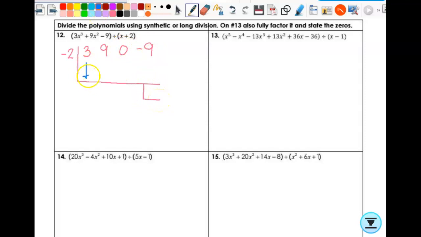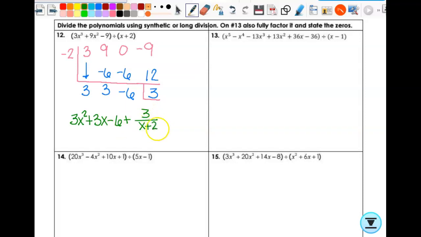Okay. Bring down my 3. This negative 2 times 3 is a negative 6. 3, negative 6, negative 6, positive 12, positive 3. So my answer here then, there's 3 terms, which means my leading term is squared. So 3x squared plus 3x minus 6 plus 3 over x plus 2.